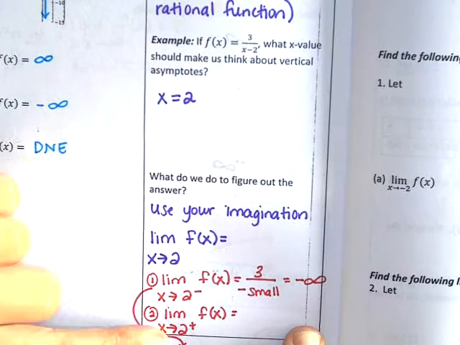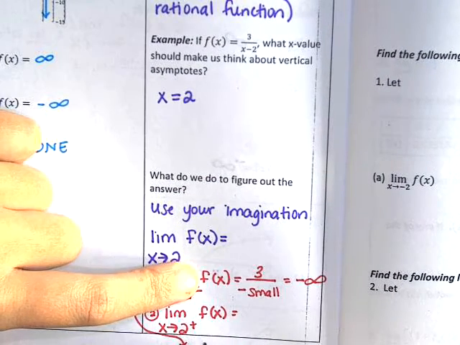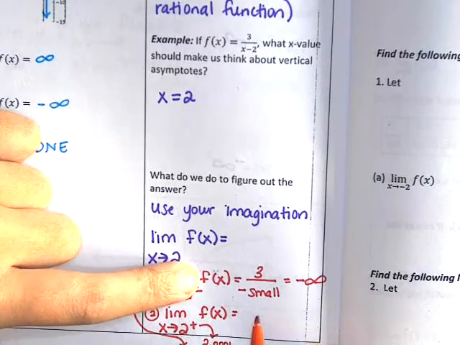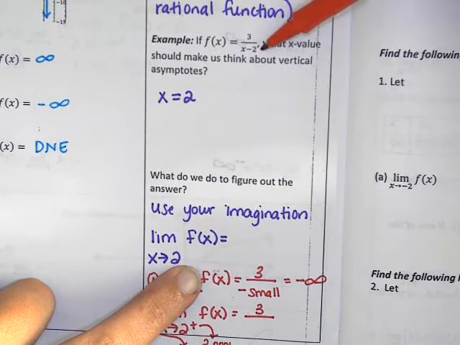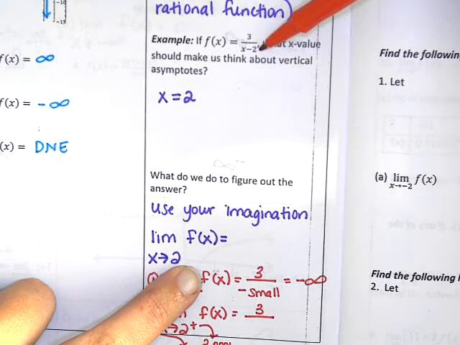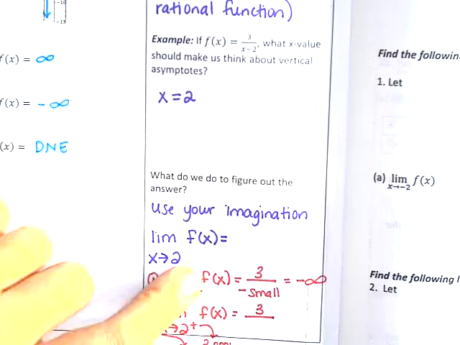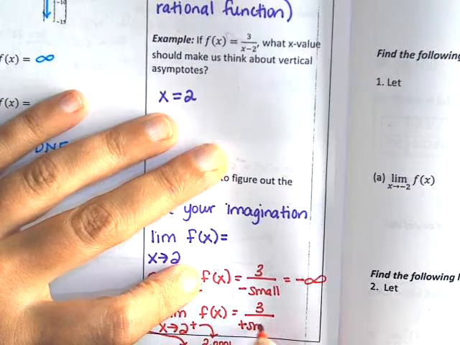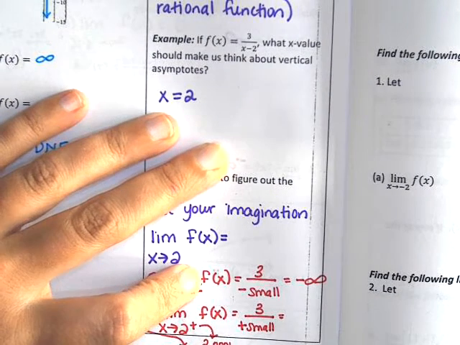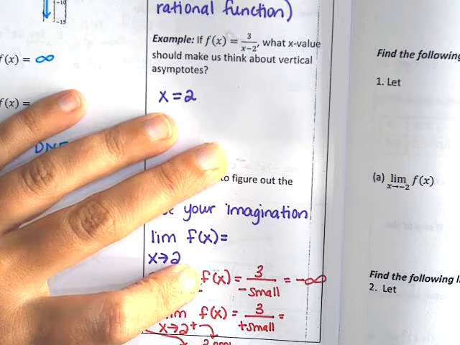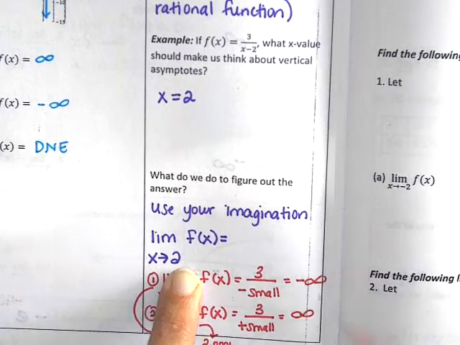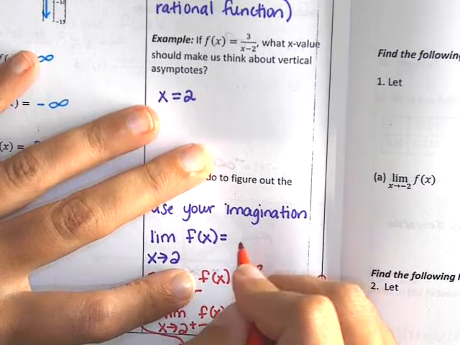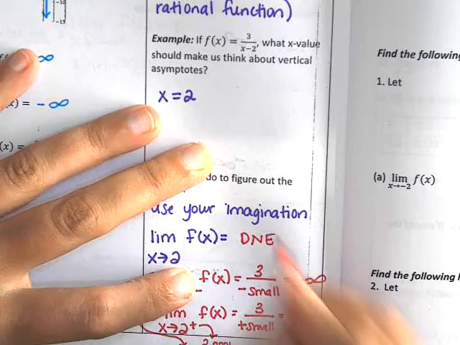Now let's say we take a number slightly to the right of the positive 2, like 2.0001. If we do 3 on the top and we plug in like 2.00001, since it's slightly bigger than 2, it would still be very small, but it would be positive. And if we do 3 divided by a very small positive number, we get a very big positive number. Now, since these two values do not match, we would say that our overall limit here would be DNE.